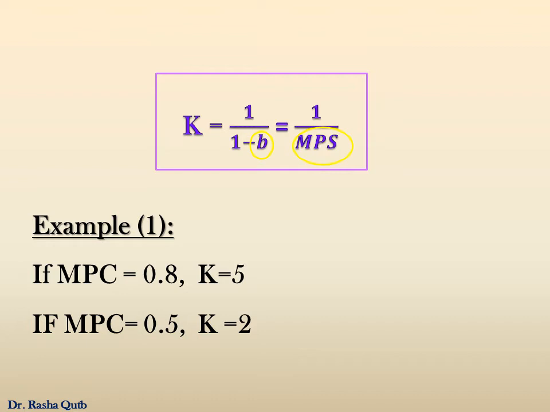طب another example لو ال MPC عندي ب 0.5 لما اجي احسب ال value of multiplier يبقى 1 over 1 minus 0.5 هيديني K equals 2. ده معناها ايه؟ For any increase in autonomous spending by 1 monetary unit, this causes a final increase in equilibrium national income by 2 monetary units. ده معناها ايه؟ كل ما يكون عندي ال MPC كبيرة the value of multiplier would increase.